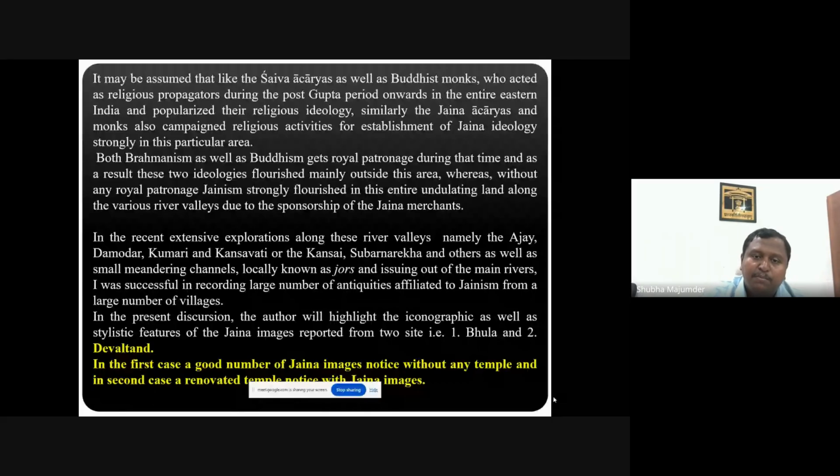Both Brahmanism and Buddhism had royal patronage during the time, and as a result the two ideologies flourished mainly outside the area, whereas without royal patronage, Jainism strongly flourished in the entire undulating land along the various river valleys due to the sponsorship of the Jaina merchants.